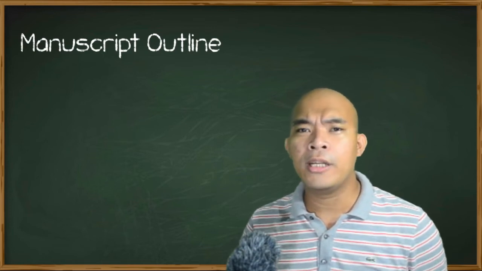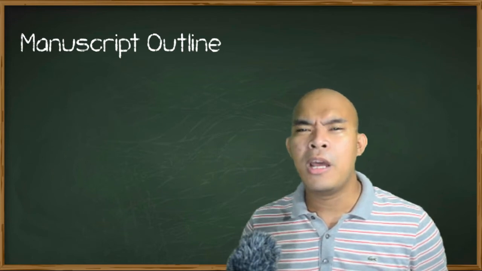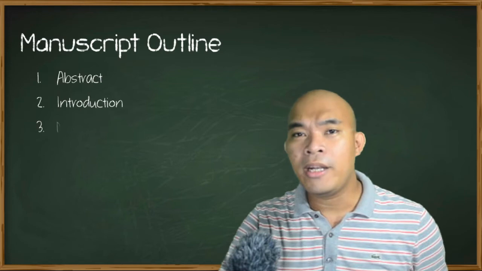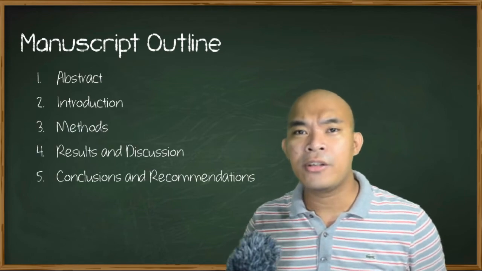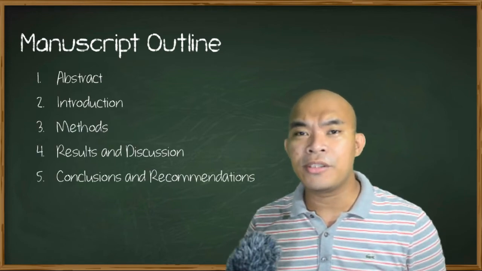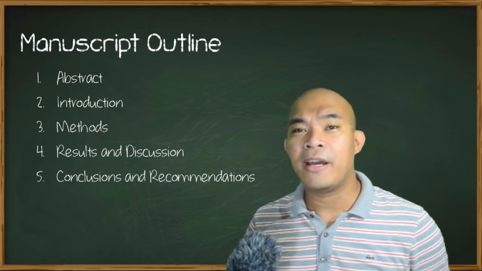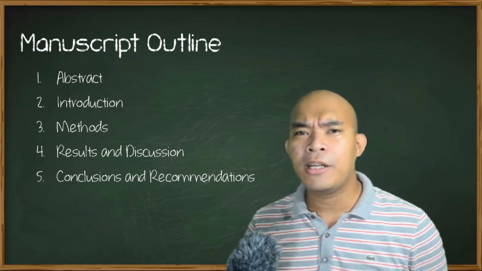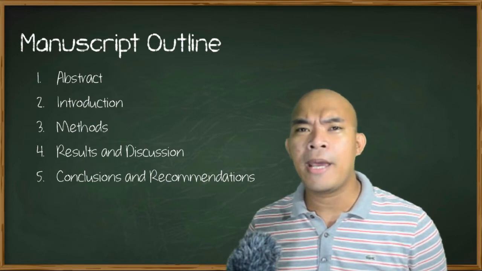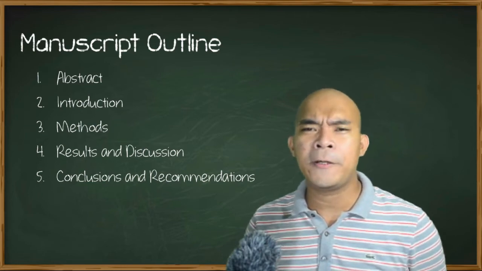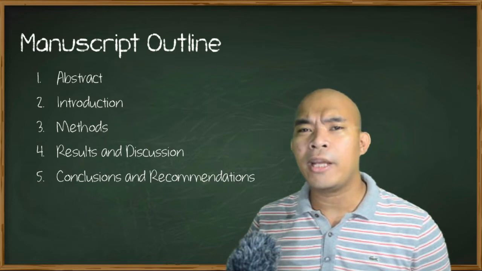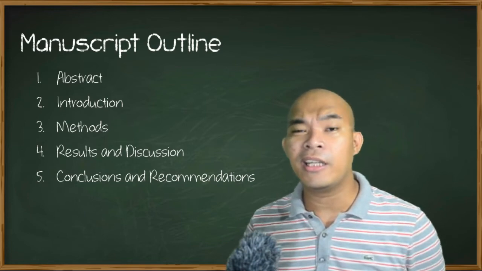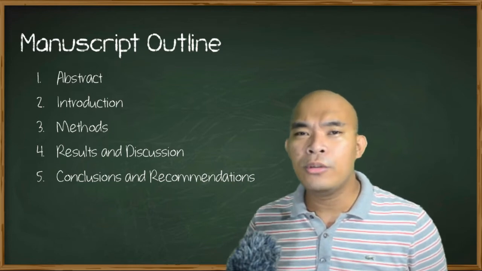Although every journal or college has their own manuscript format, here we will do number one, the abstract; the introduction; the methods; the results and discussions; and number five, the conclusions and recommendations. So this format is similar to AMRAD and the APA 6th edition manuscript outline. However, I added a conclusion and recommendation section because most theses in the undergrad and graduate school must include this part.